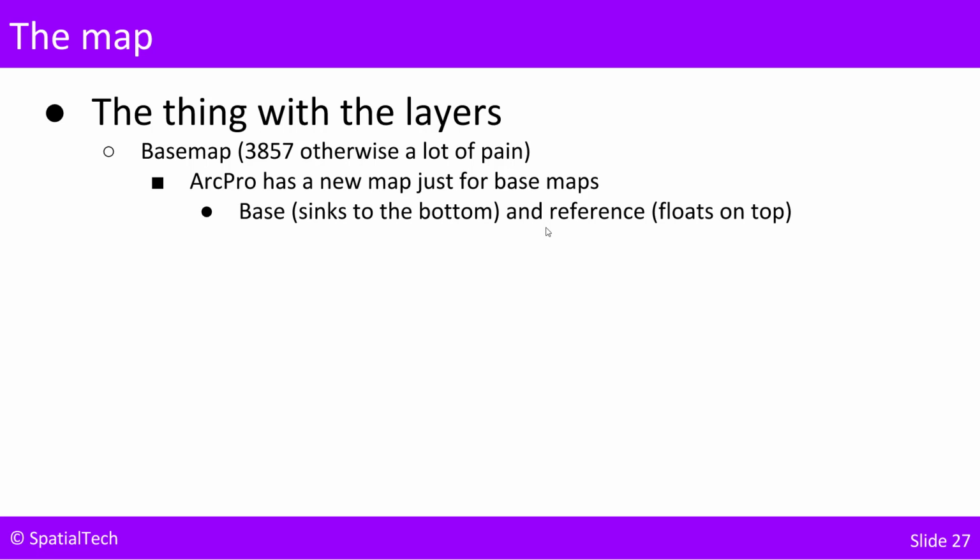Right, there are 2 parts in ArcPro. So the 3 version of the API had just base maps, so they were a layer that sat on the bottom. The new API actually takes a base map and splits it into 2. There's a top and a bottom, and your layers go in between like a sandwich, right? So the traditional base sinks to the bottom, and the reference floats to the top.